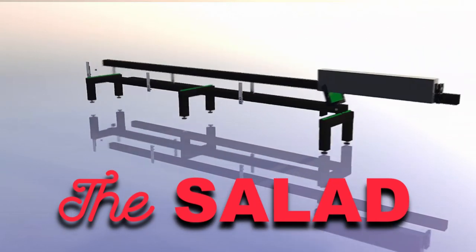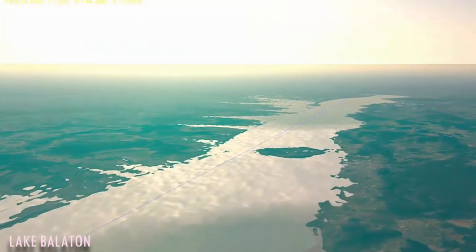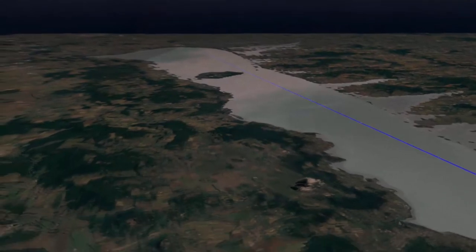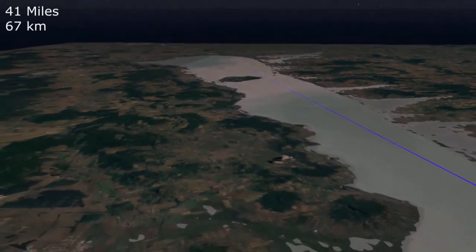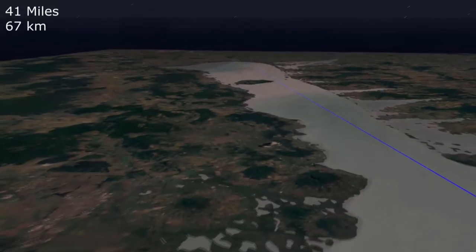The SALAD. FECORE decided to continue the curvature tests at Lake Balaton, but with a more ambitious goal of pointing the laser across a longer portion of the lake. This would attempt to measure the convexity of the lake over 41 miles or 67 kilometers.